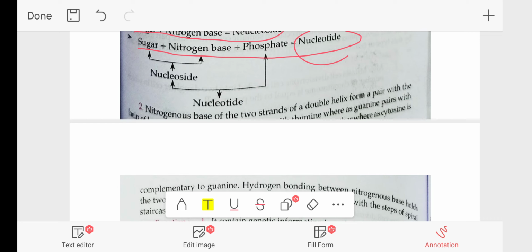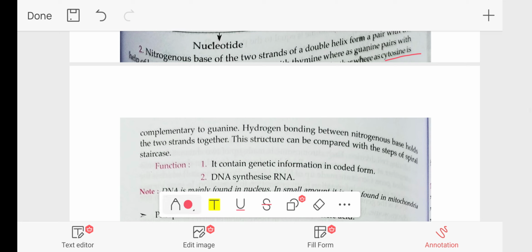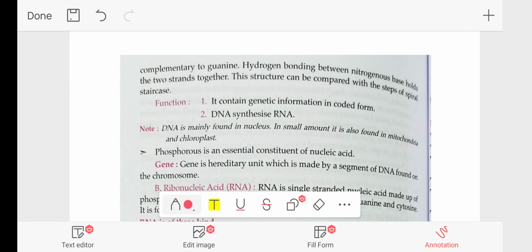Next, the nitrogenous bases of the two strands of a double helix form a pair with the help of hydrogen bonds. Adenine pairs with thymine, whereas guanine pairs with cytosine. Adenine and thymine are complementary to each other, whereas cytosine is complementary to guanine. Hydrogen bonding between nitrogenous bases holds the two strands together. This structure can be compared with the steps of a spiral staircase.